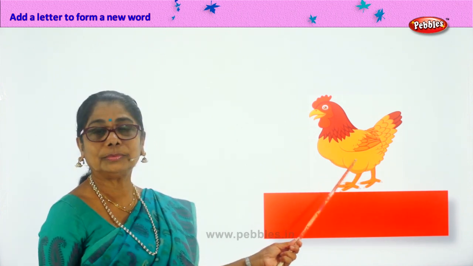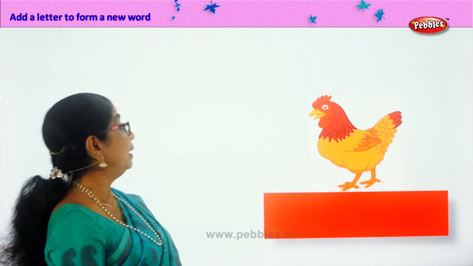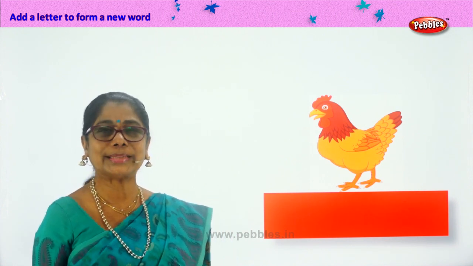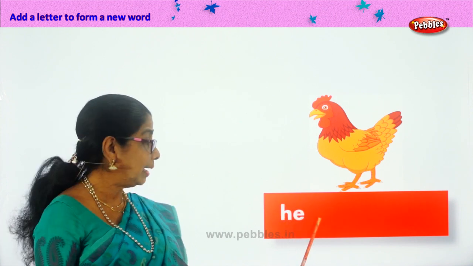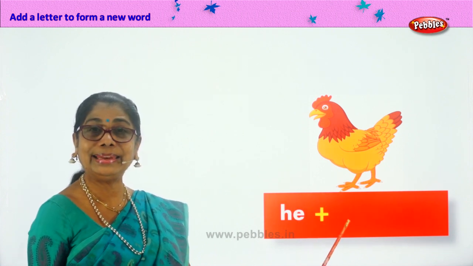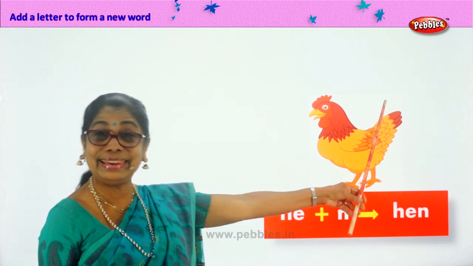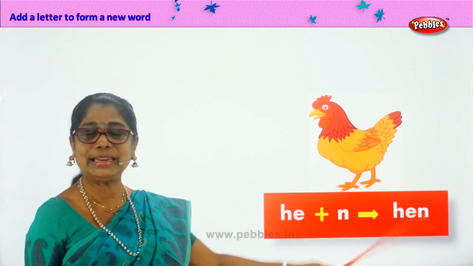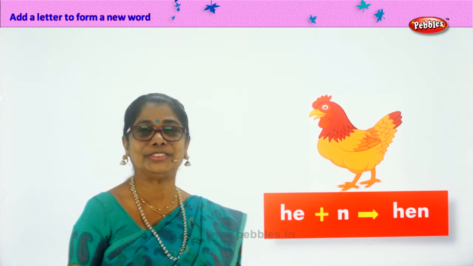Let's go to another picture. Make a new word. Who is this? A little brown hen. What did she give you? The little brown hen gives us eggs. Nice brown eggs. Nice yellow yolk inside. Good. He. Who is he? He's a boy. He plus N equal to what? Hen. H-E-N. Hen. He plus N gives you a completely new word, hen. Did you enjoy, children? Good.